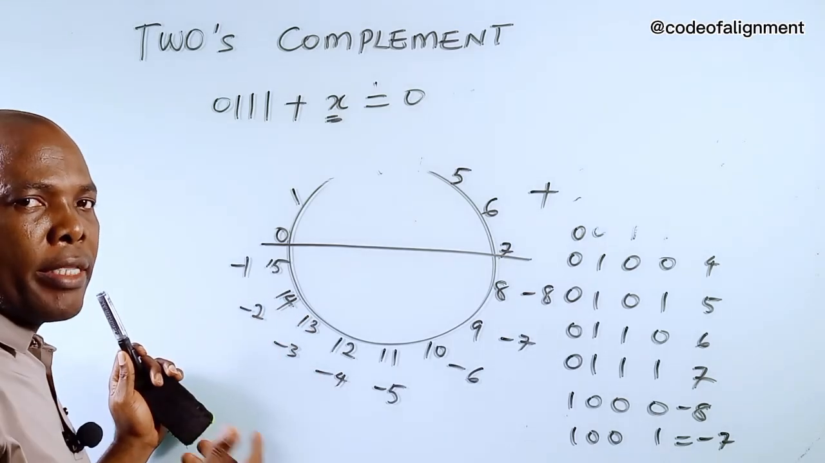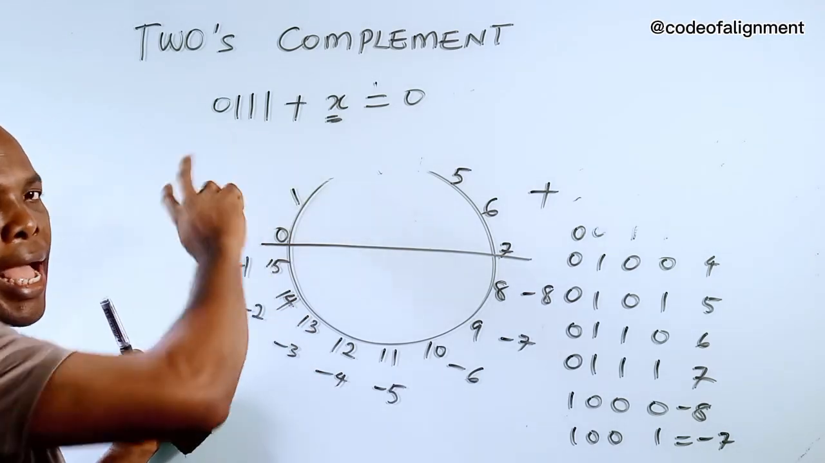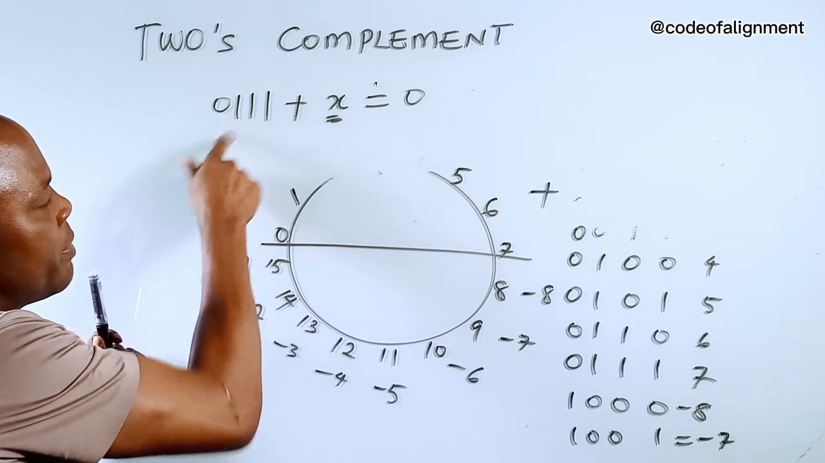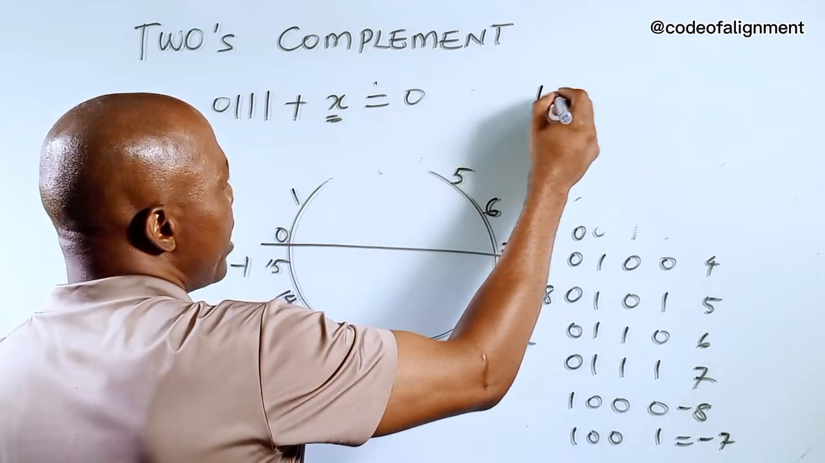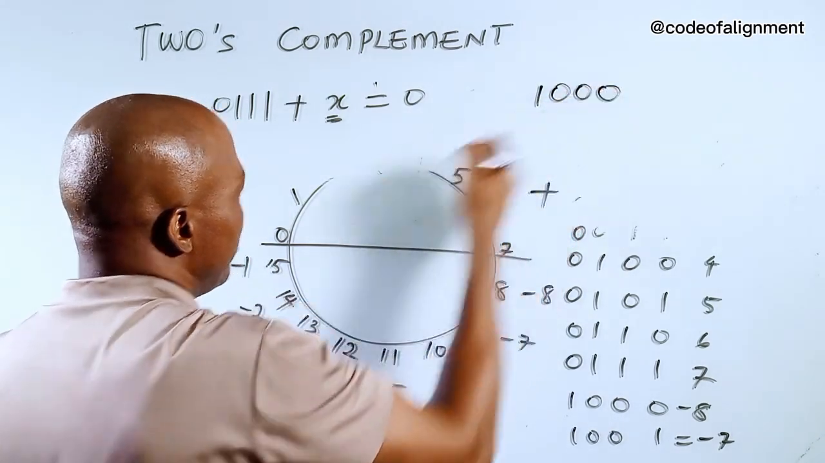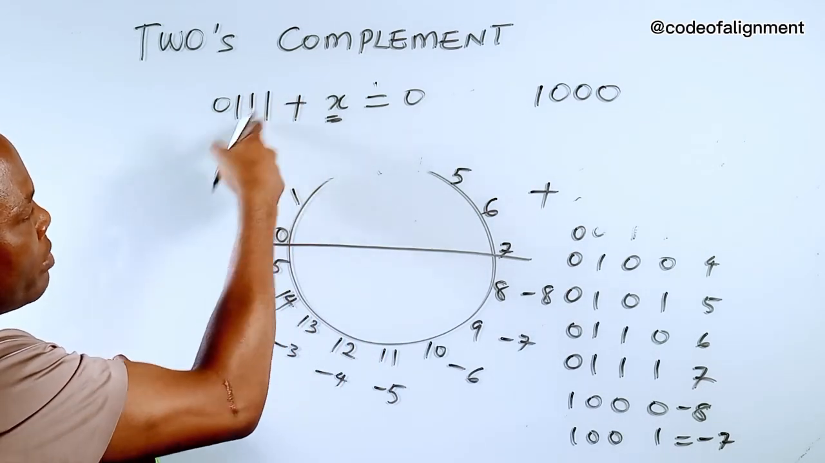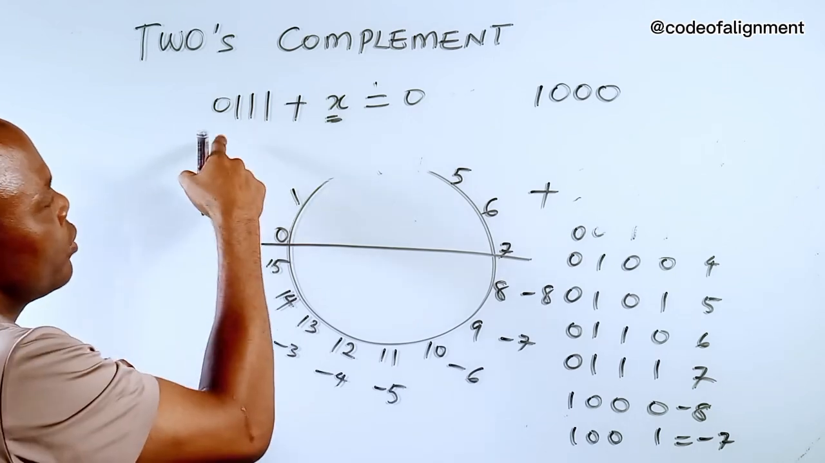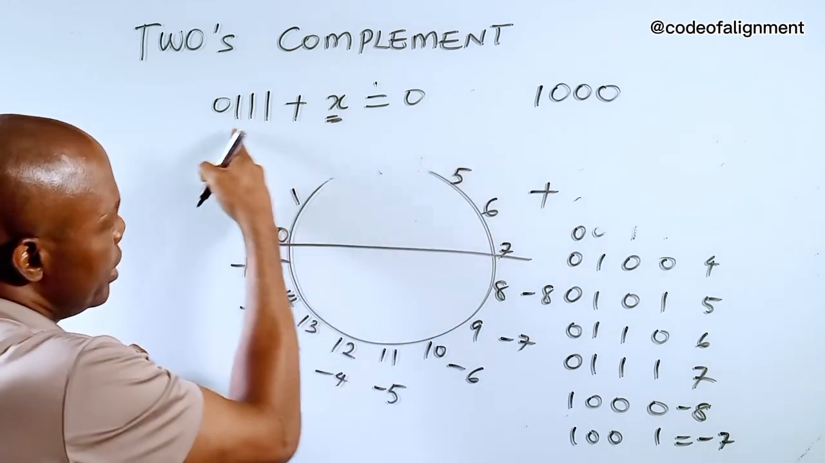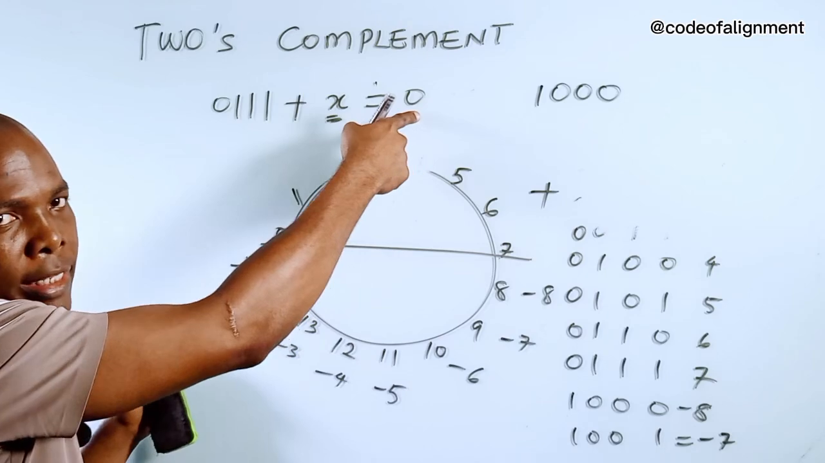Two's complement is saying flip this number and add 1 to it. So if we flip this one, that will give us 1, 0, 0, 0. That is, flip every number. So this one will become 0. This one will become 0. This one will become 0. And this one will become 1. So let's add this to this and see if we are going to get 0.